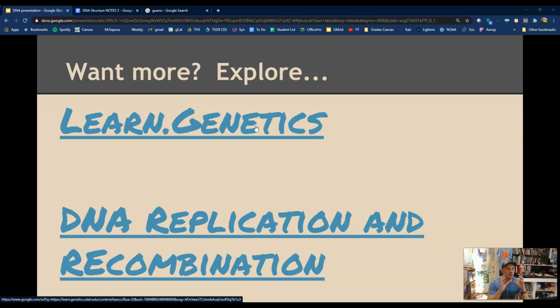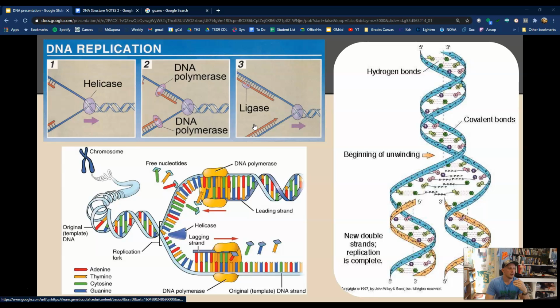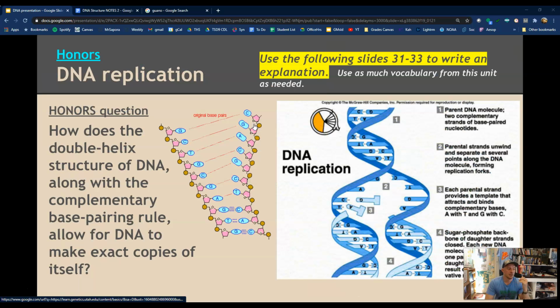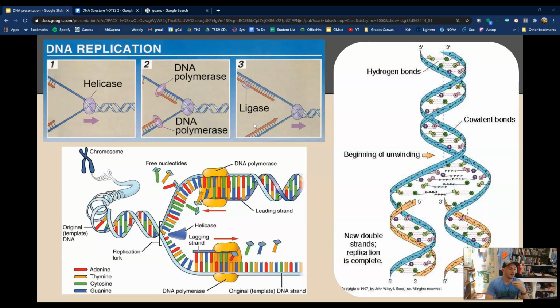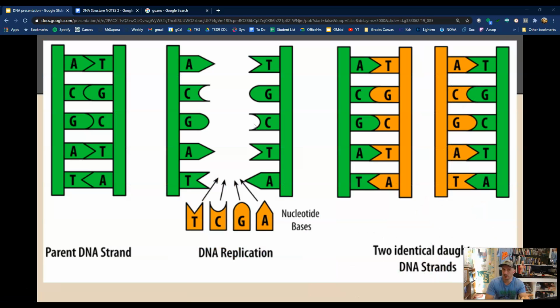And if you're curious about how better to answer this question that I posed to you, you can read that. Although the last question is 5 points, I want you to just explain as best you can in a paragraph, right, this question here. How does the double helix structure of DNA, along with the base pairing rule, allow for it to make exact copies of itself? So use your vocab and just describe what we just talked about right here.